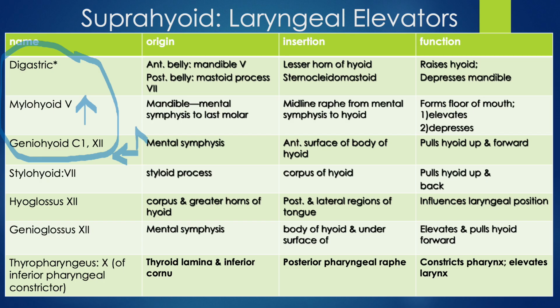And this is the plane that most MBSs are in. So the geniohyoid pulls the hyoid anteriorly toward the mandible. The stylohyoid, hyoglossus, and genioglossus are also contributors to laryngeal elevators. And you'll notice the hyoglossus and genioglossus are also extrinsic tongue muscles. And then thyropharyngeus, there's debate about it, but it constricts the pharynx and does contribute to some elevation of the larynx.